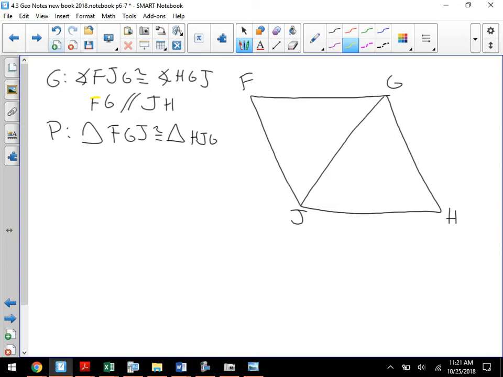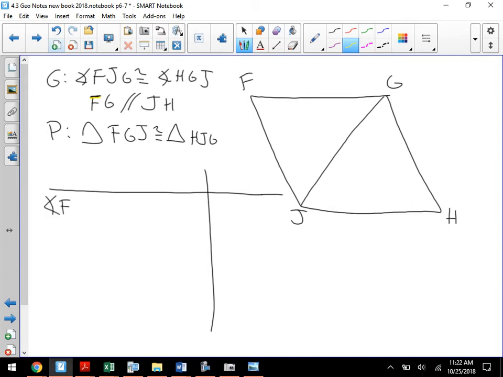Mental note. Next time I give you guys all these proofs like this, try to stay away from the H's and G's and J's and all that. ABCs and XYZs is probably a lot easier. Okay. So you're given that information. And the one thing that's new is the parallel. So we'll do that one in a second.